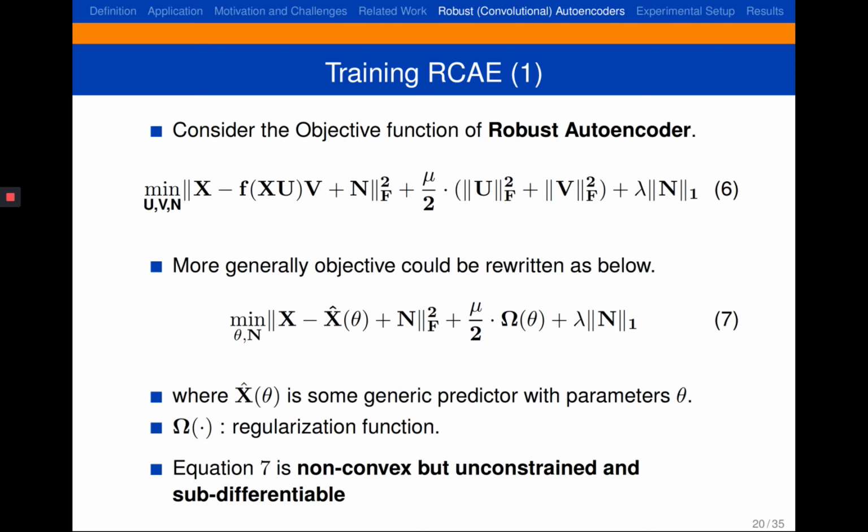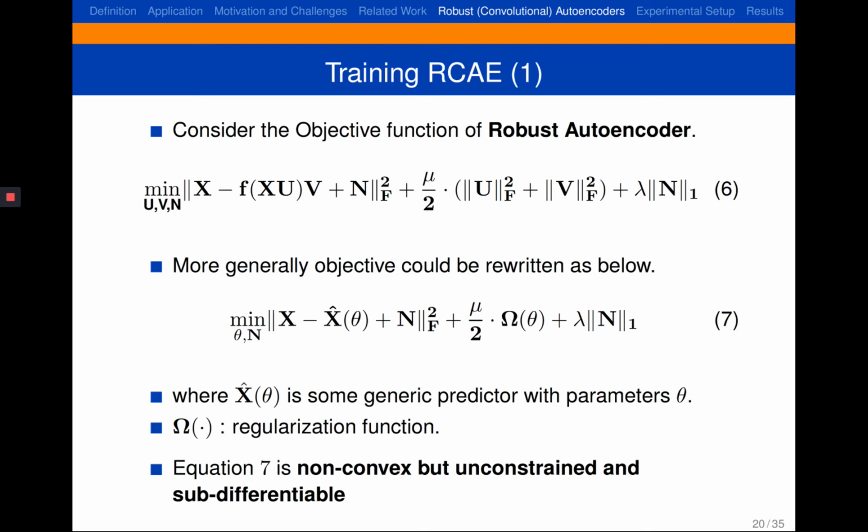However, to leverage existing advances in training deep networks, we observe that for a fixed value of N, the objective is equivalent to that of the standard autoencoder on the matrix X minus N. Thus, one can optimize the parameters theta of the model using any modern stochastic optimization tool for deep learning that exploits gradients, such as the ADAM optimization technique.